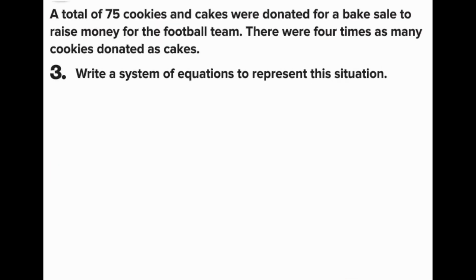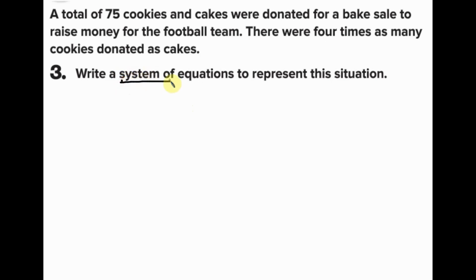Number 3, a total of 75 cookies and cakes were donated for a bake sale to raise money for the football team. There were 4 times as many cookies donated as cakes. Write a system of equations to represent this situation. This is similar to the last lesson when we were supposed to write the equation from the given situation.